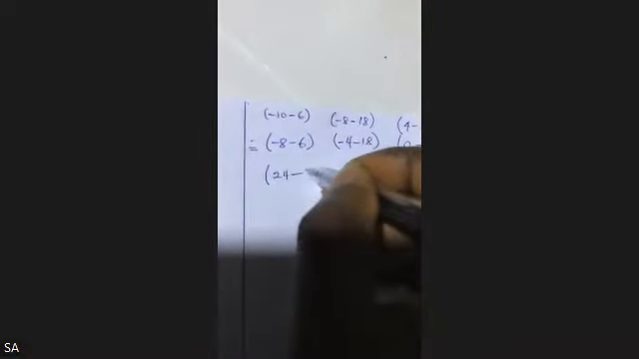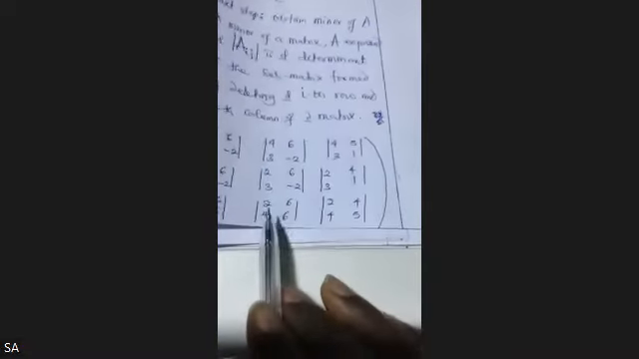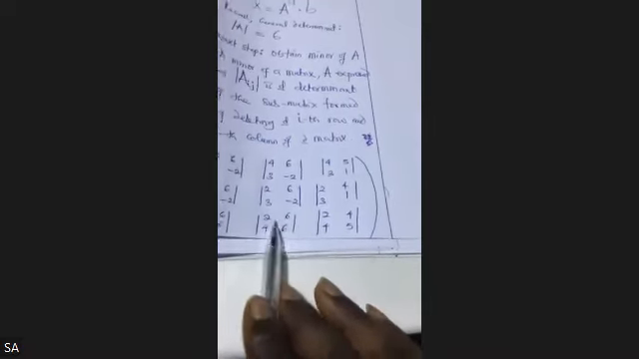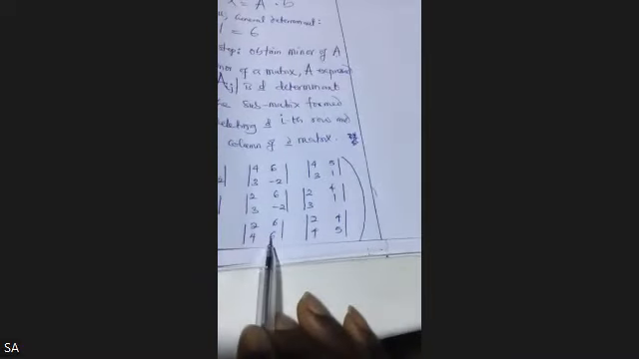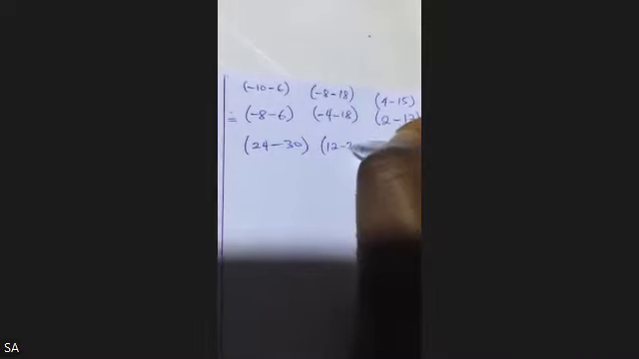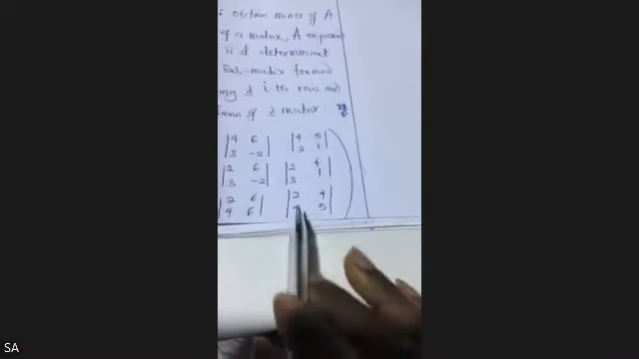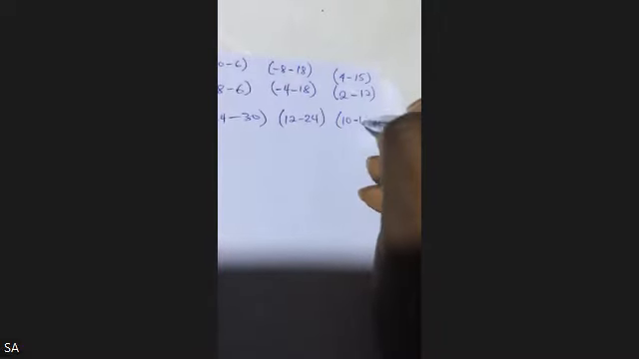Then the next one, 4 times 6 is 24, minus 30. So this is 24 minus 30. Then this will be 2 times 6. Sorry, I'm very sorry, please. 2 times 6 is 12, minus 4 times 6, which is 24. So this is 12 minus 24. Then this is 2 times 5 is 10 minus 16. So this is 10 minus 16.